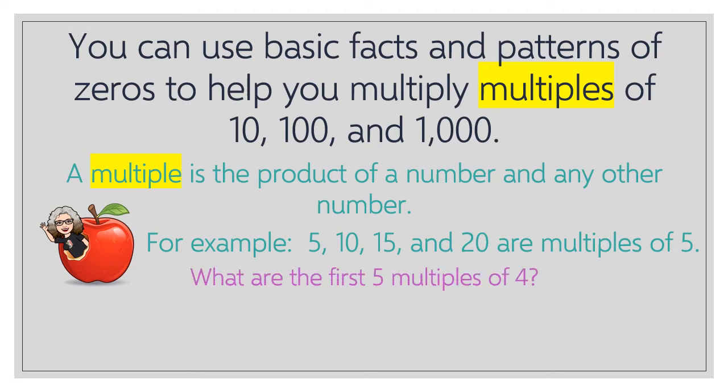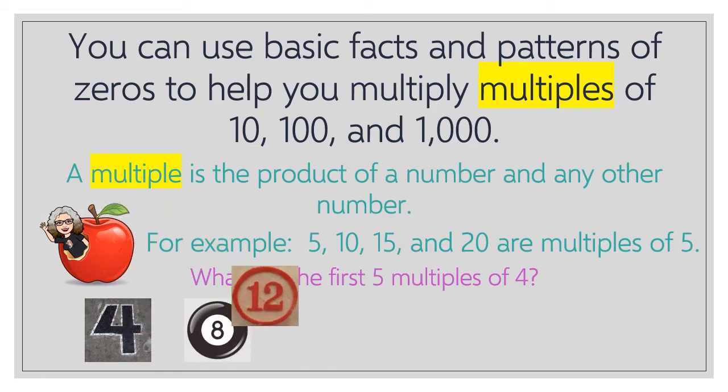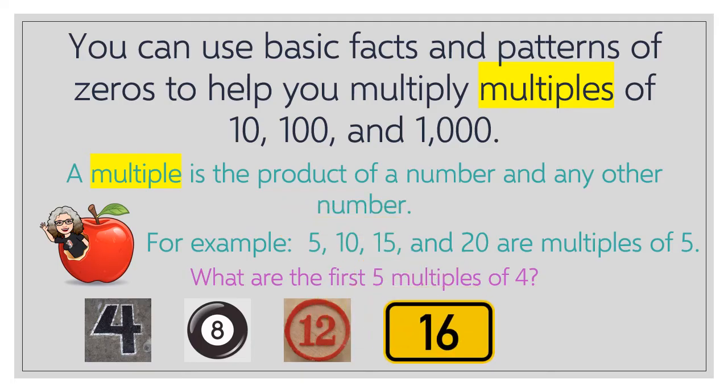So what are the first 5 multiples of 4? Let's say them together. 4, 8, 12, 16, and 20.